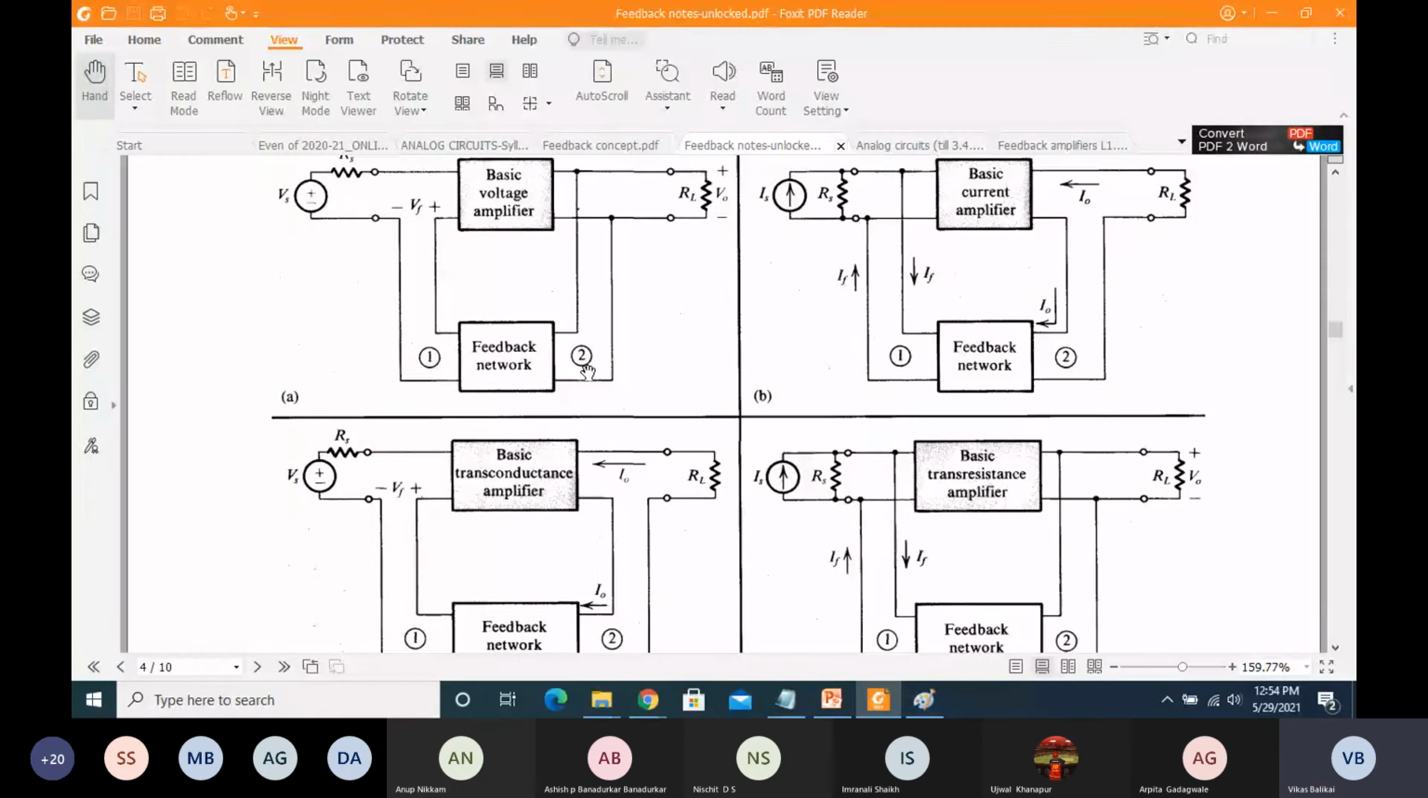Just opposite of transconductance will be trans resistance. Or if you remember trans resistance, then opposite of trans resistance will be transconductance. So you can remember it either way.